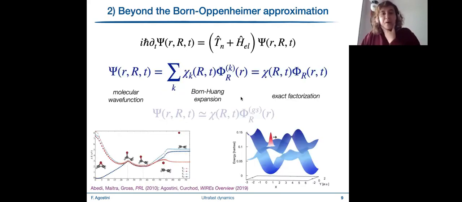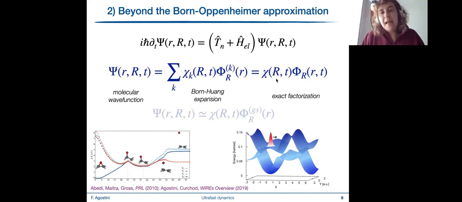Now, beyond the Born-Oppenheimer approximation, we cannot write anymore the molecular wave function as a single product of an eigenstate times a time-dependent wave function, but we have to correct this approximation. And there are mainly two ways to do that. The standard approach is to use the Born-Huang expansion. So basically, you expand the molecular wave function as an infinite sum of products, where the basis is represented by the eigenstates of the electronic Hamiltonian, and then each term of this expansion is multiplied by a time-dependent nuclear factor. All these terms carry this k index that represents the electronic states included in the problem.